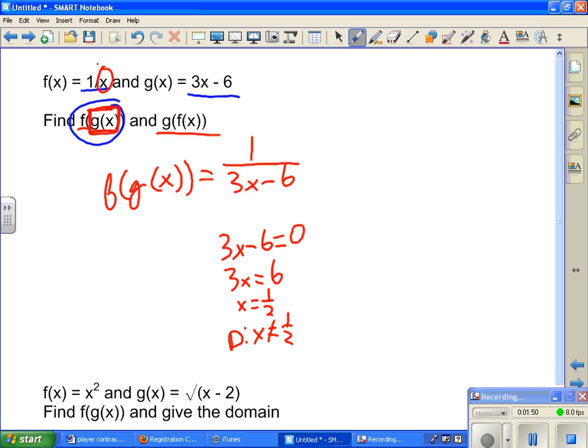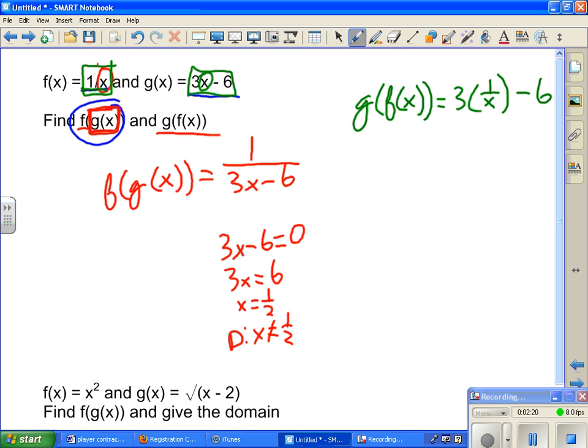Now we need to go the other way. Now we need g of f of x. So now we're going to take the g of x function, and do this in green this time. Everywhere there's an x, we're going to plug in the f of x function. So g of f of x is going to equal, well, the g of x is 3 times x minus 6, and I plug in the f of x function, which is 1 over x, minus 6. If there's any simplifying I can do, let's do it. It's going to equal 3 over x minus 6.